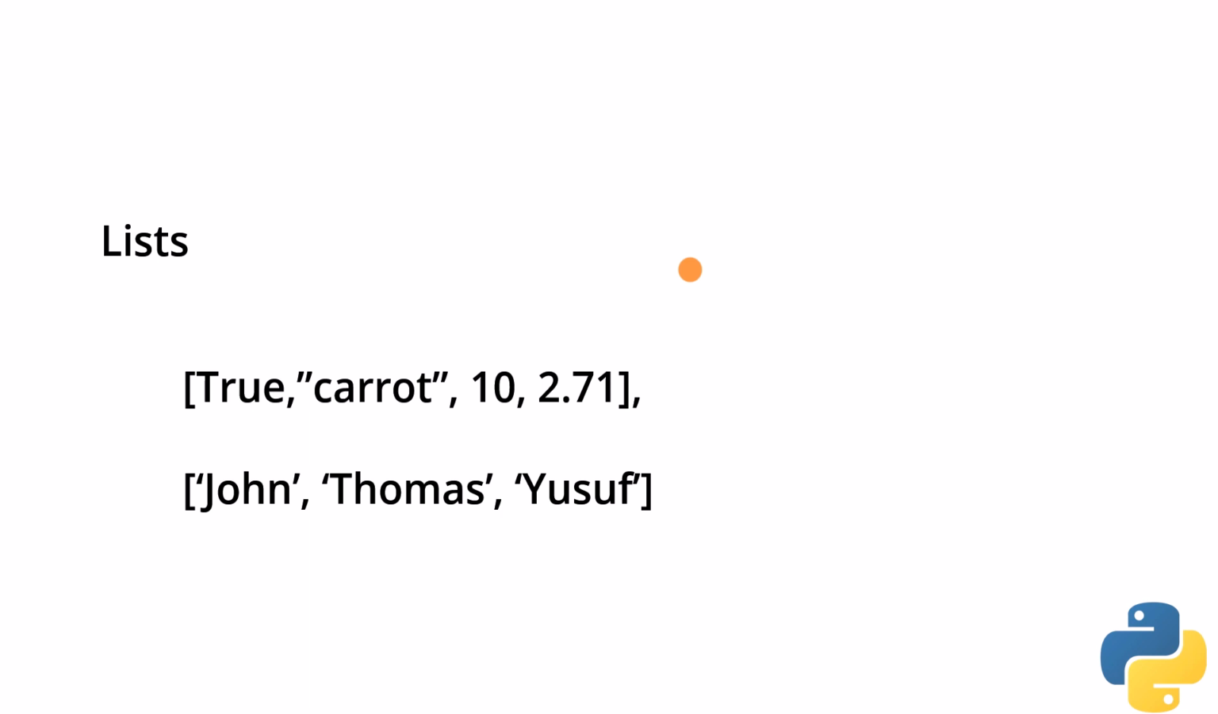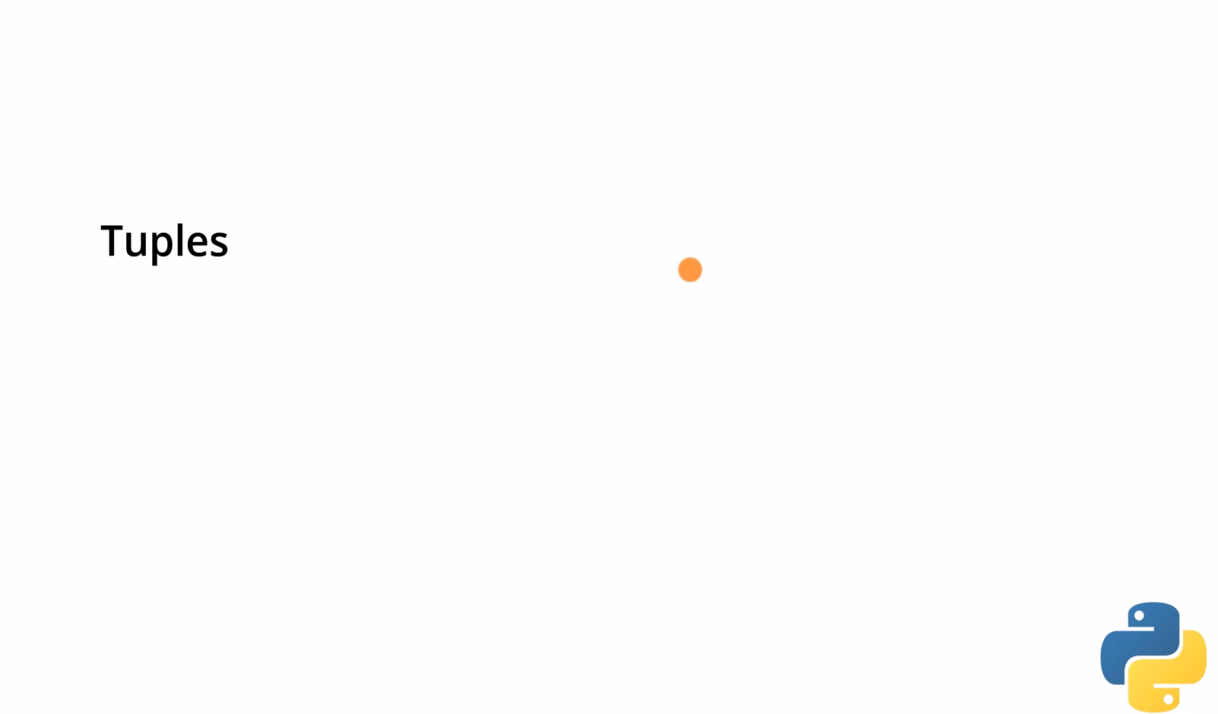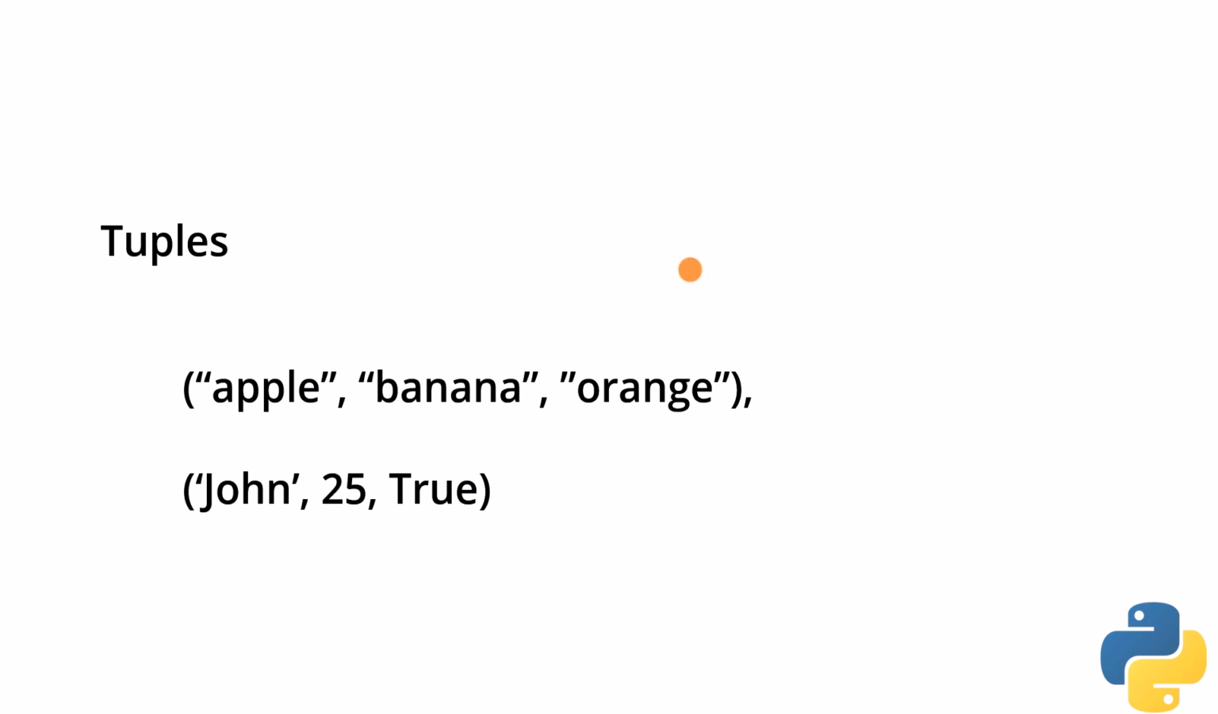So we move to the next one, which is tuple. Tuples are similar to lists, but they are always in round brackets and they are immutable, meaning that their elements cannot be changed after creation. Examples are apple, banana, orange. So all these are strings. So once these are created, they cannot be changed. Another example is John, 25, True. This second example consists of elements with different data types.